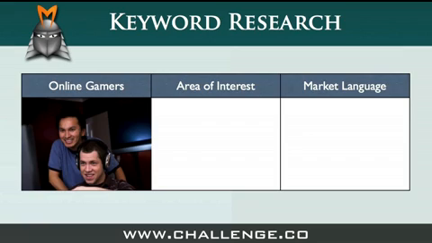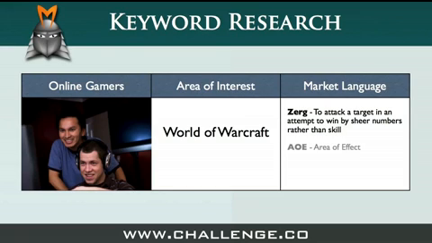The next example we'll look at is the online gaming market, which is made up of people who enjoy playing computer games with others over the internet. For example, their area of interest might be playing World of Warcraft, which is a popular multiplayer game. And some examples of the language that is specific to this market include ZergRush, AOE, and Squishy.